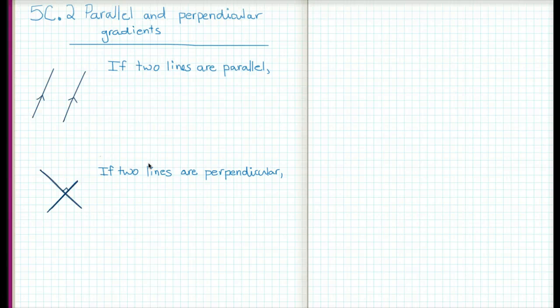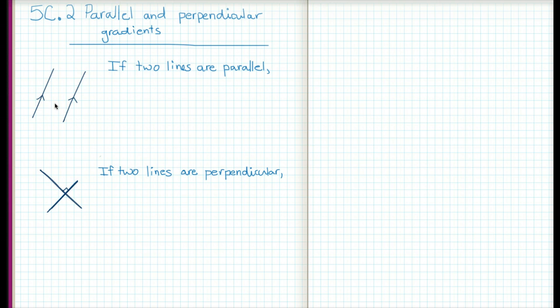This video is a continuation of gradients, 5, section C.2, on parallel and perpendicular gradients. I've drawn two sets of lines here. The first two are parallel to each other. We know that partly because they look parallel, but even more specifically because I've drawn the little arrows on them. And whenever you see two matching arrow sets like this, then you know the lines they're describing are parallel to each other.